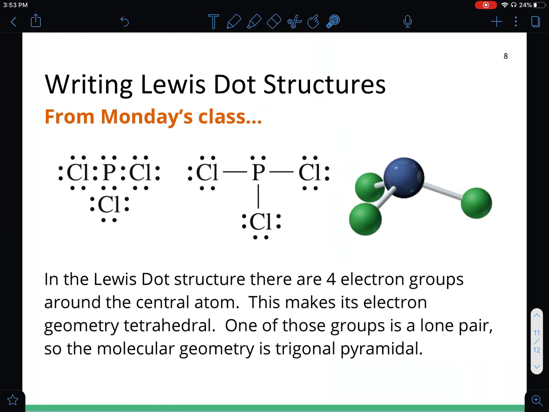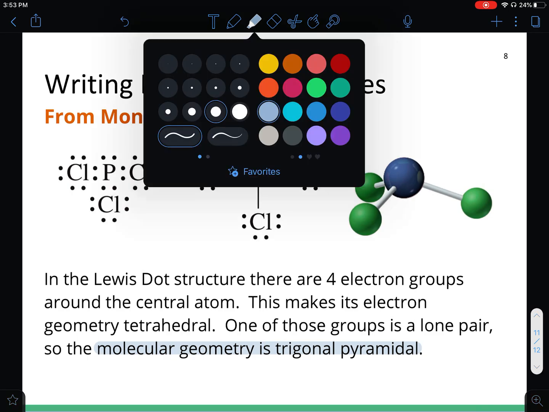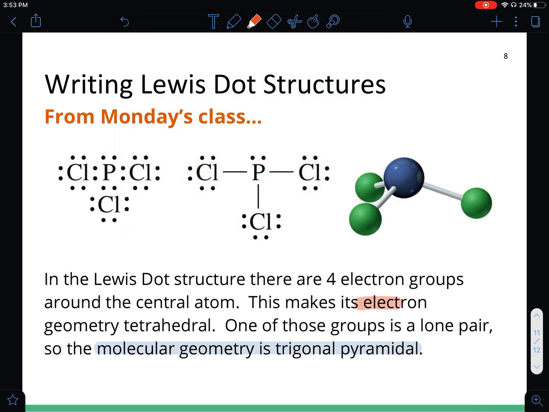Back from class on Monday, we did phosphorus trichloride as an example. And in this diagram, there are 4 electron groups coming off of phosphorus. This makes the electron geometry tetrahedral, but because we have a lone pair, that means that our molecular geometry ends up being trigonal pyramidal. I'll put those in the same colors as before, or on the last slide.